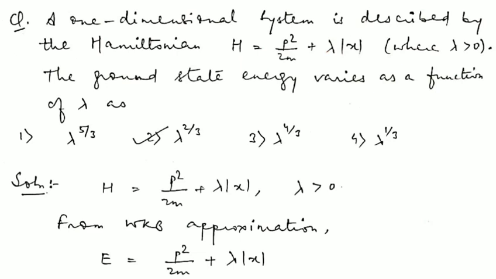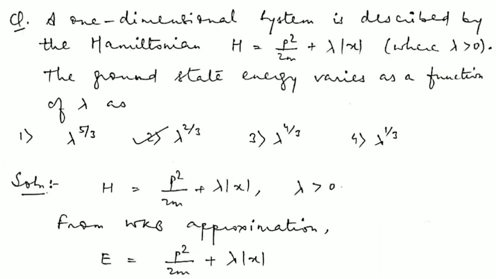It doesn't want us to calculate the exact relationship of E with lambda, just the functional dependence. On what power of lambda does E vary with lambda? So what we do in this case is to use the WKB approximation of quantum mechanics. So for that, let's understand what WKB approximation means. What does it do? And why is it an approximation?